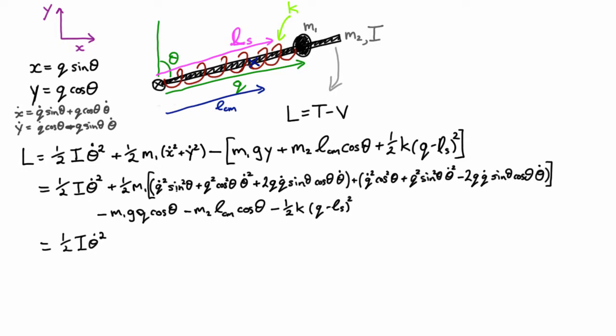Now we've got a lot of sine squared plus cos squared terms, and some of them are equivalent. So we've got a q dot squared, sine squared plus cos squared. We've got a q squared theta dot squared, cos squared plus sine squared. So the fact that sine squared theta plus cos squared theta equals 1 is going to simplify that a lot. And of course this whole term here actually cancels with that whole term there.